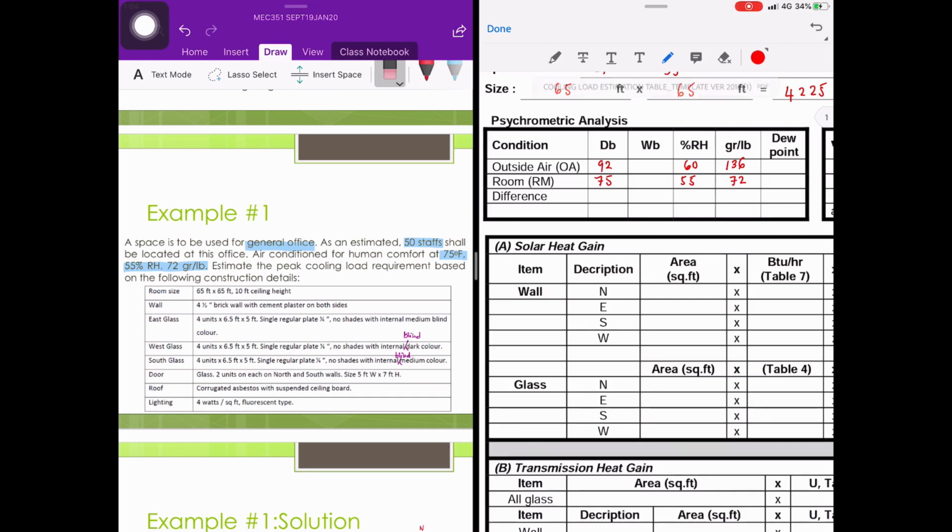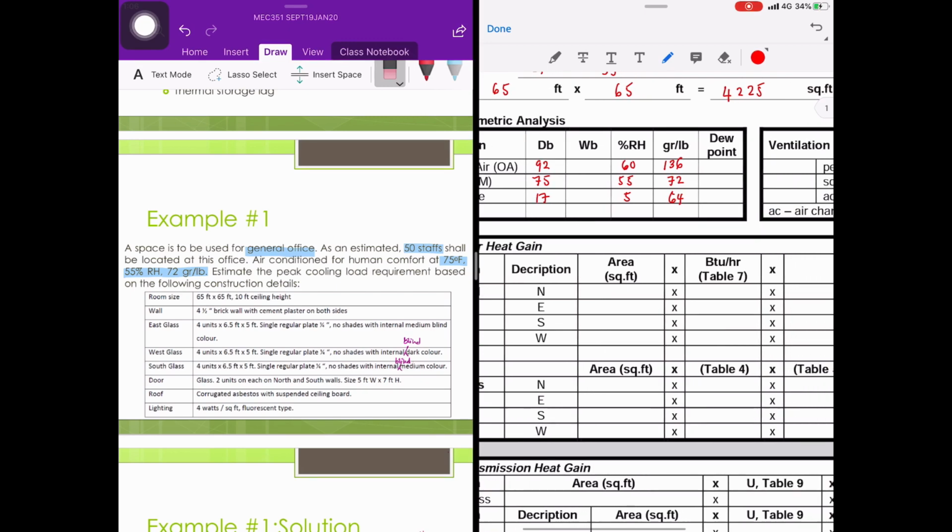For the dry bulb temperature, we are going to get the difference is 17 degrees Fahrenheit. For the relative humidity, it will be 5%. For the specific humidity, the difference will be 64 grain per pound.